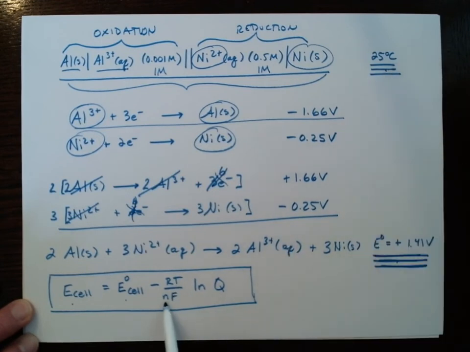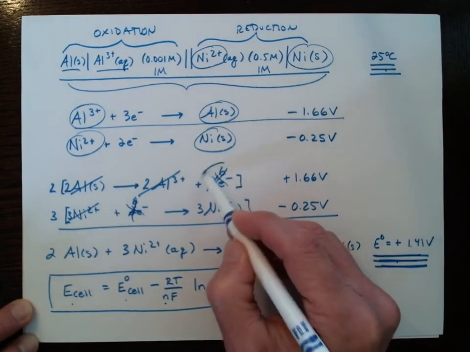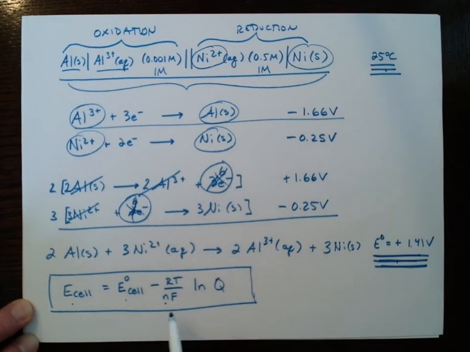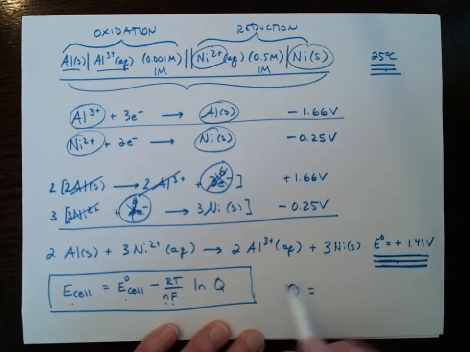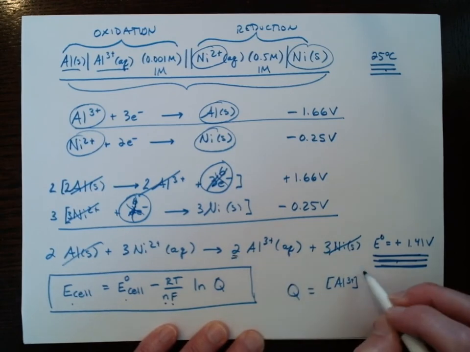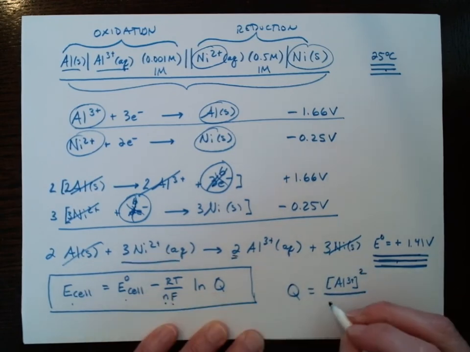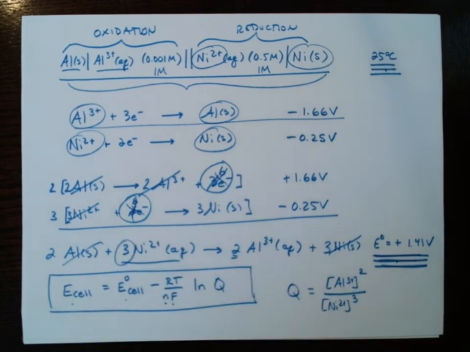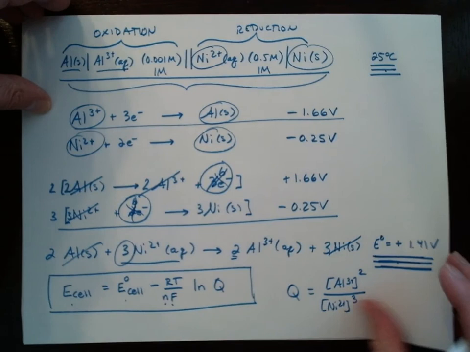N, do you remember what N is? Hey, that's going to be 6 electrons, isn't it? Remember we had to calculate this to be 6 to balance these electrons. And then F is going to be Faraday's constant. Now, what is the value of Q going to be? Well, that's our reaction quotient. So Q, we don't have to worry about solids for Q. But let's see, that's going to be the concentration of aluminum squared divided by the concentration of nickel cubed. So I think we have everything in place here. We can do some calculations.